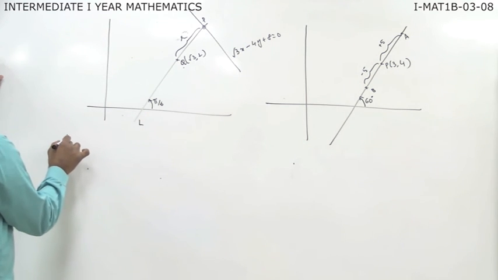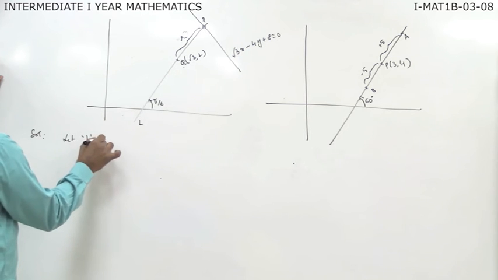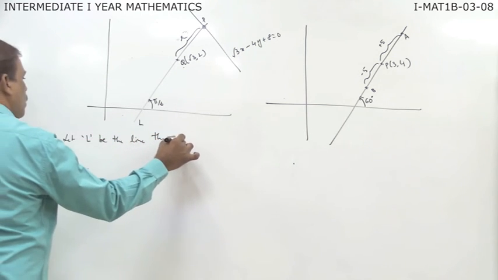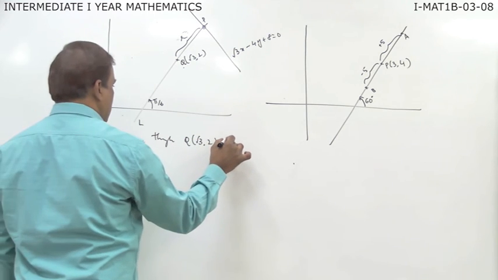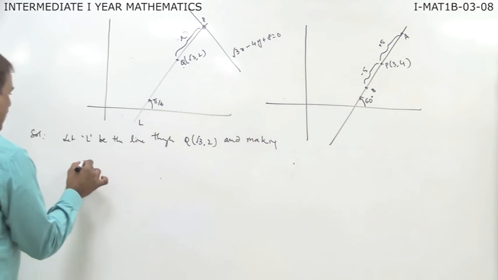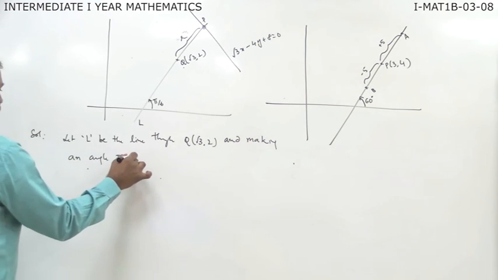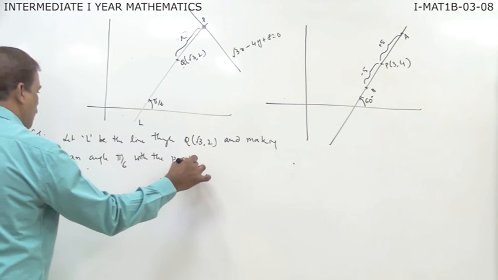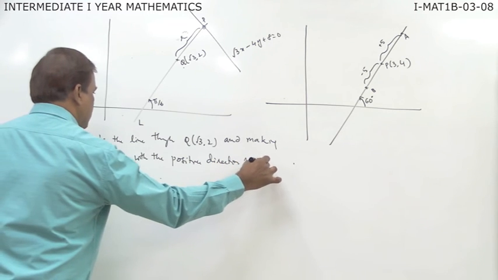Okay. Now let's say this is the line L. Let L be the line. The solution is going to be this. Let L be the line through Q (root 3, 2) and making an angle pi by 6 with the positive direction of x-axis.